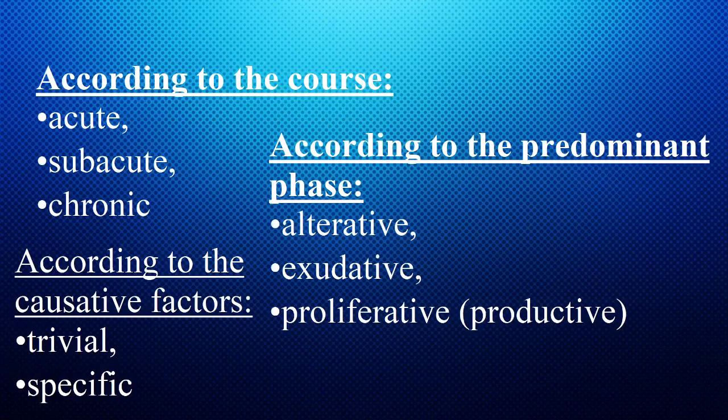Classification of inflammation. Inflammation is classified based on duration of the lesion and histologic appearances into acute and chronic inflammation. 1. Classification according to the course: acute, subacute, chronic. Classification according to the predominant phase: alterative, exudative, proliferative, productive. Classification according to the causative factors: trivial, specific.